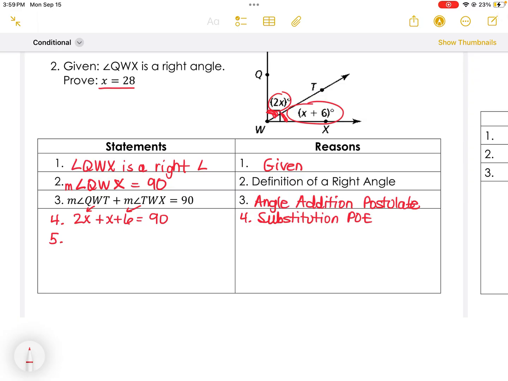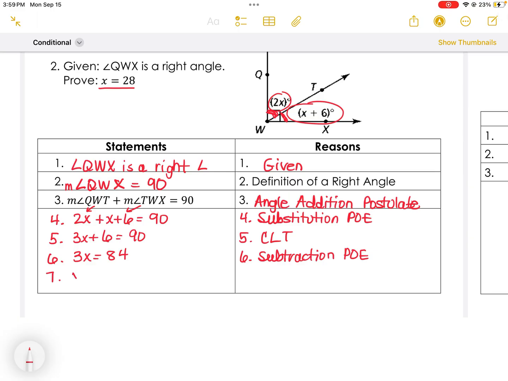I need to combine like terms for my 2x and my x. So that reason would be combine like terms. Then I would subtract 6 from both sides, the subtraction property. And then lastly, divide both sides by 3. You get 28, which is what we wanted, so that's the division property.